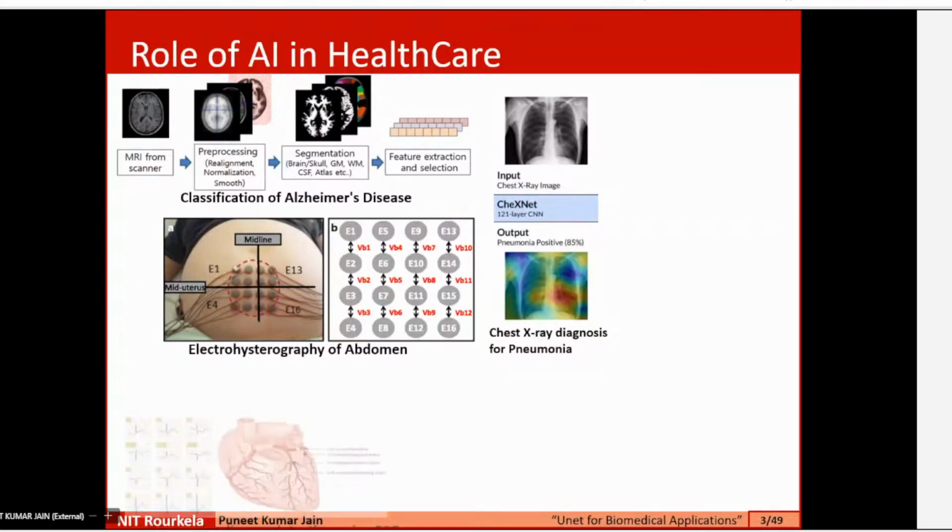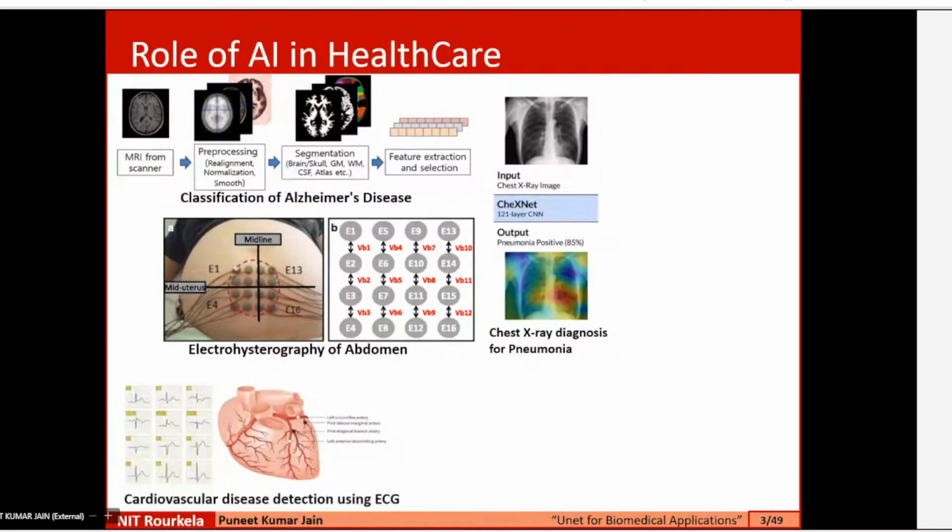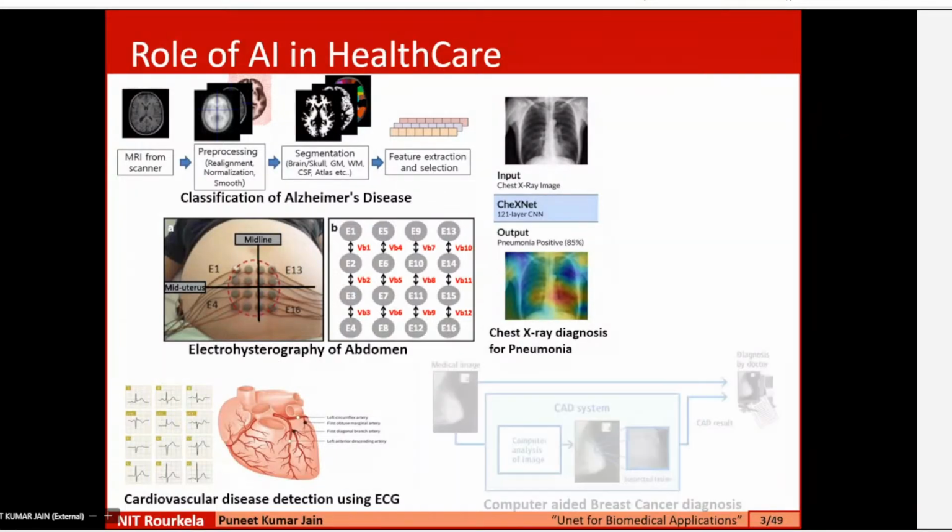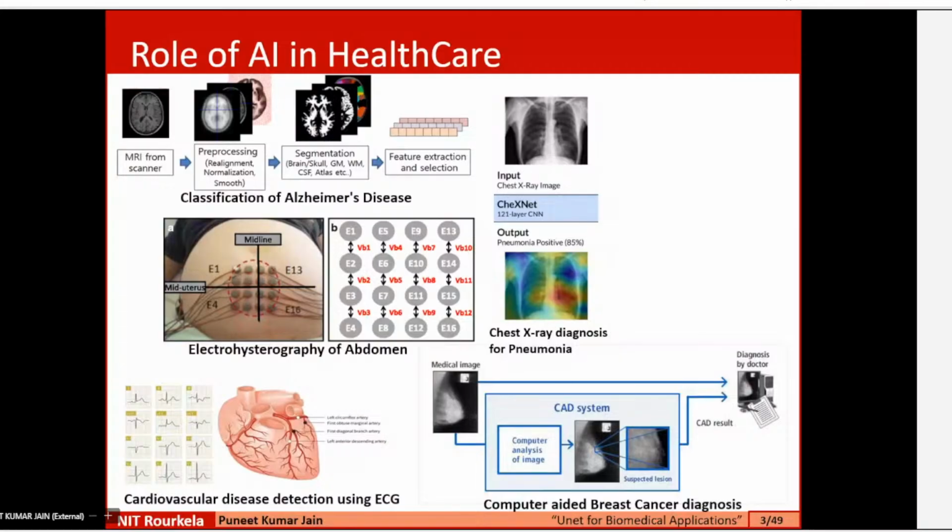Then a very popular method is to analyze cardiac activity using the electrocardiogram. In various applications, sometimes we use images of the ECGs, sometimes we use the signals of the ECGs, 3 leads, 12 leads, etc. Then this is another application where we use mammogram images of the breast to detect cancer or for the prognosis of cancer-related issues.